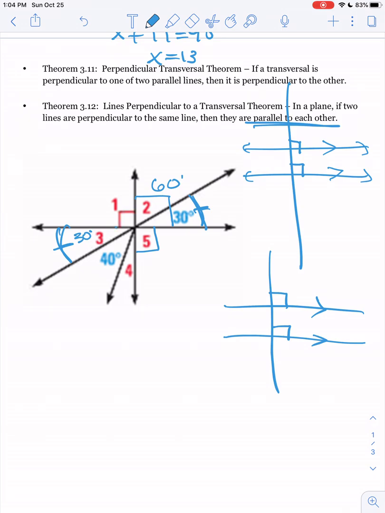And the last one we have left, we know that these three angles together have to equal 90 degrees. I have a 30 plus a 40, that's 70. So if I take 90 minus the 70, I know that angle 4 must be 20 degrees.